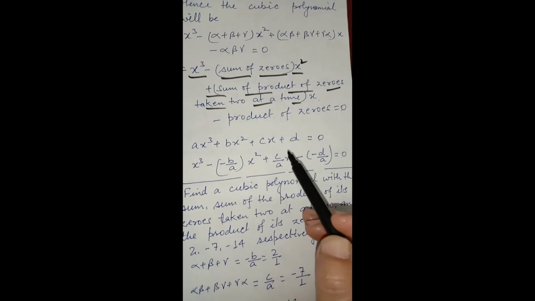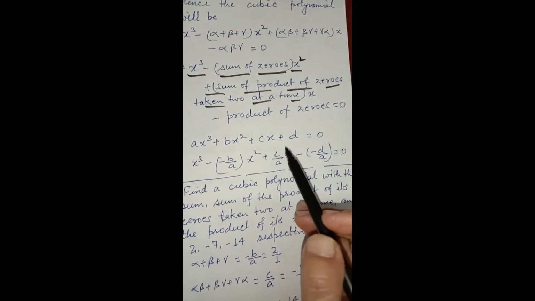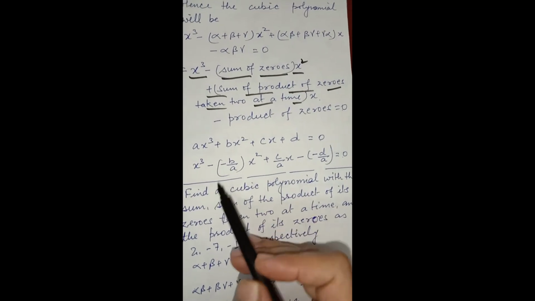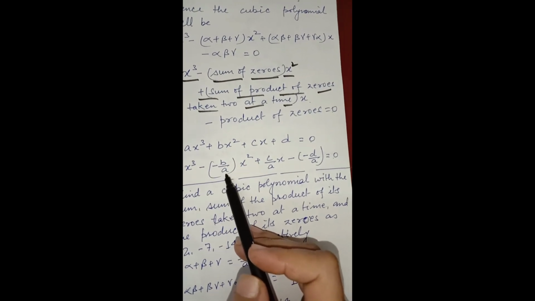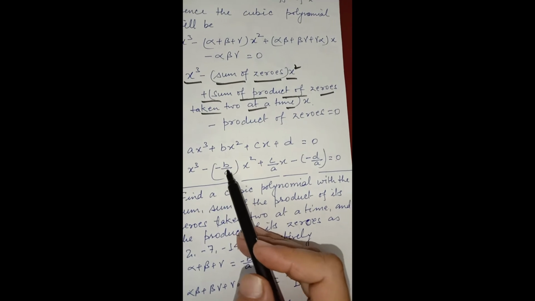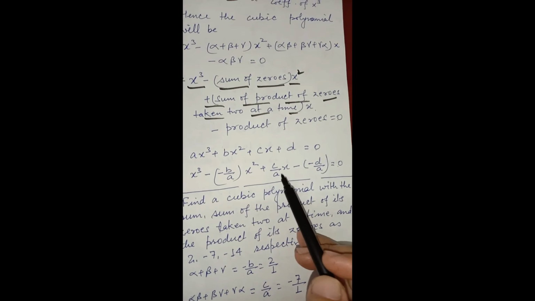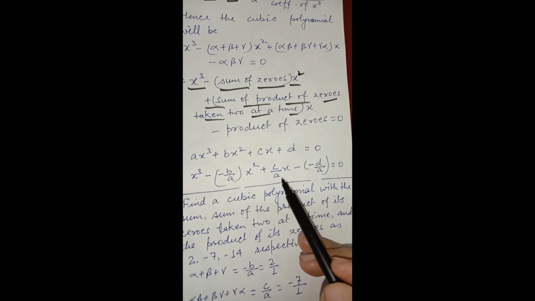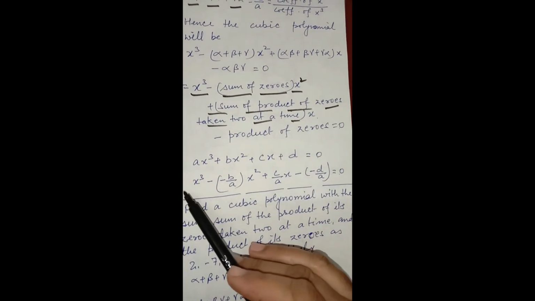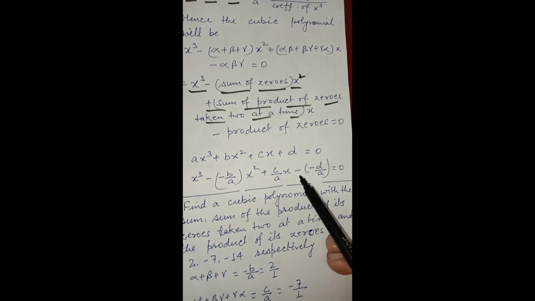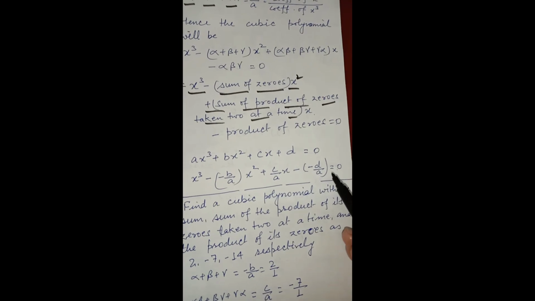Now if we compare with the given equation ax cube plus bx square plus cx plus d and we divide the equation by a, then we will get x cube minus b upon a. And what is minus b upon a? Sum of the zeros into x square plus c upon a. What is c upon a? Is the sum of the product of zeros taken two at a time. Then minus d upon a. And what is d upon a? Product of zeros equals 0.